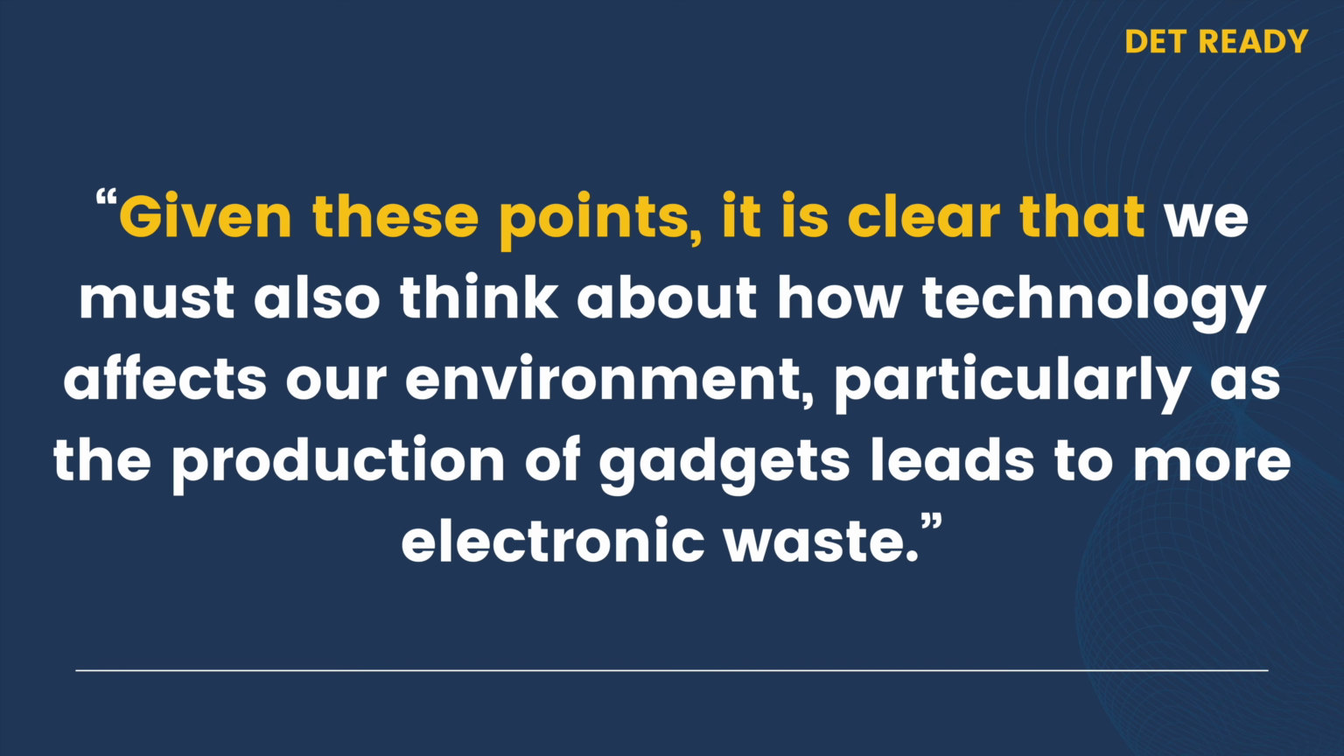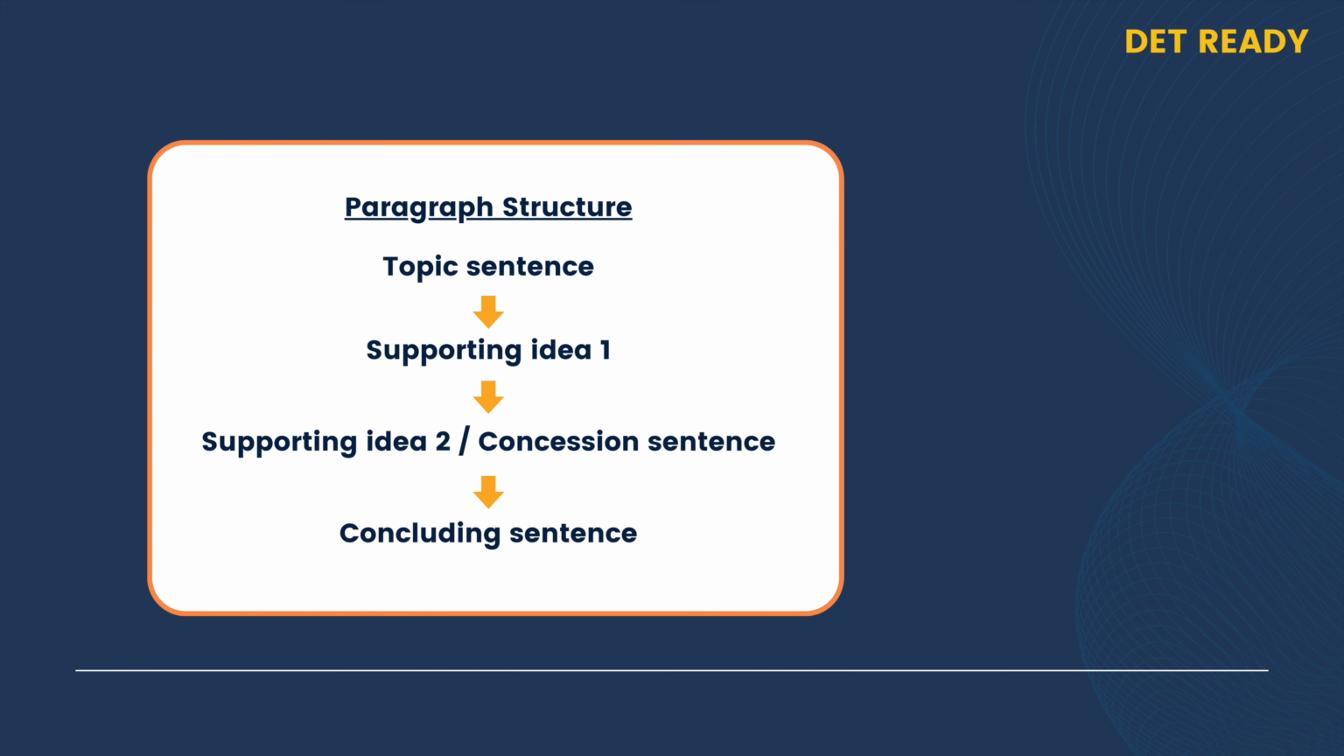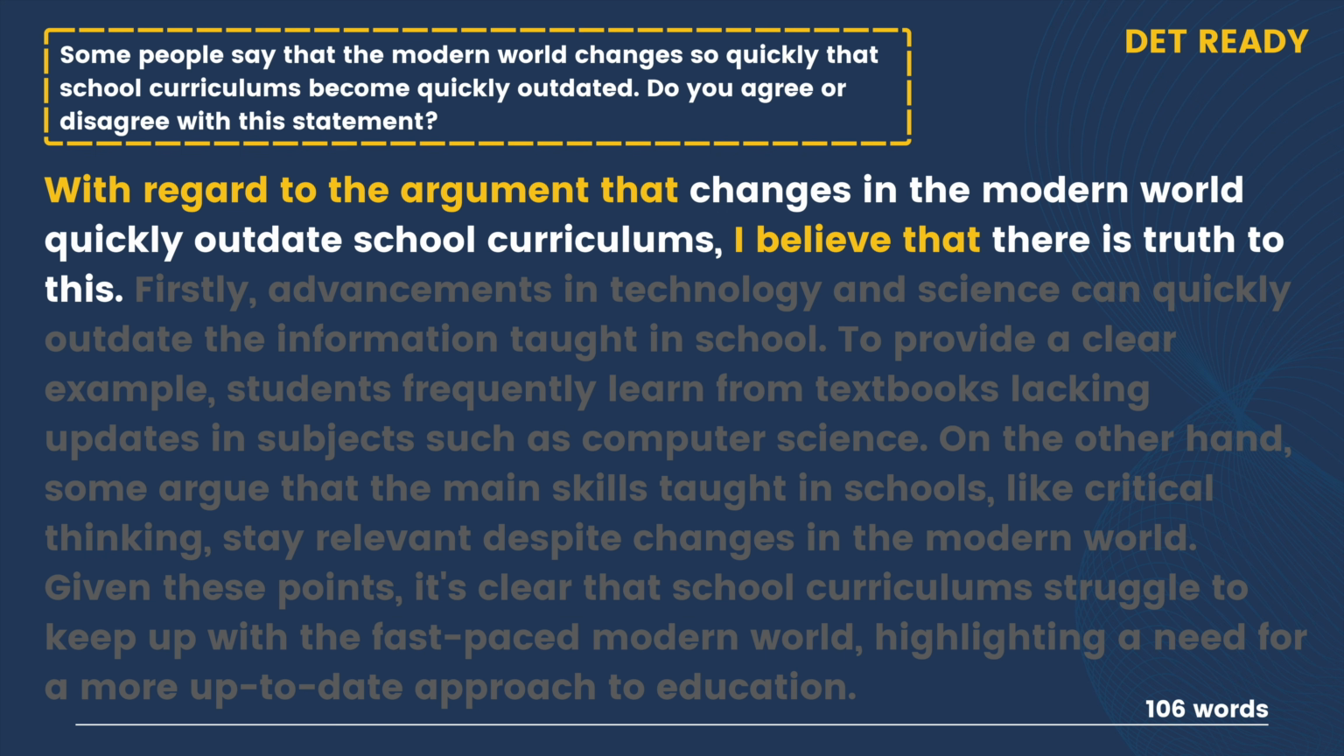As I said, you should use a phrase like this to introduce your concluding sentence, restate your main idea, and back up all of your points. Here's a sample sentence: "Given these points, it's clear that we must also think about how technology affects our environment, particularly as the production of gadgets leads to more electronic waste." Now I'm going to show you a full answer with a topic sentence, supporting idea 1, concession sentence, and a concluding sentence.